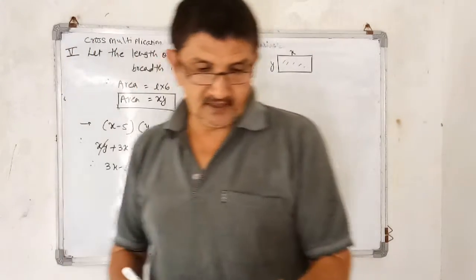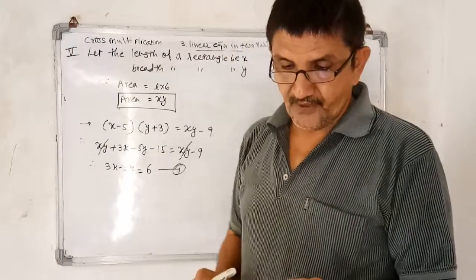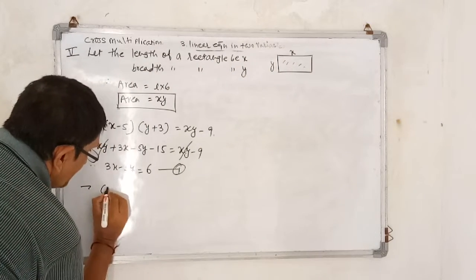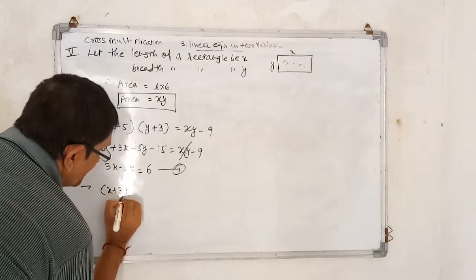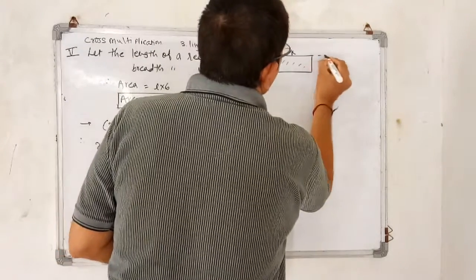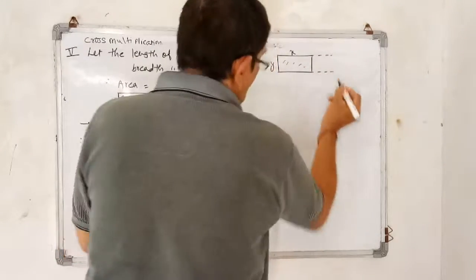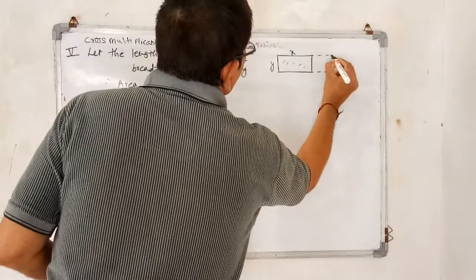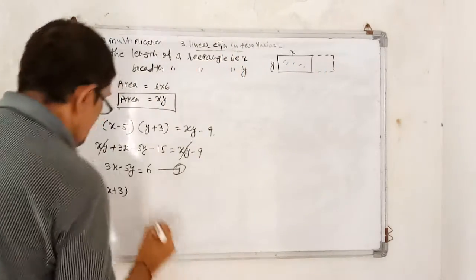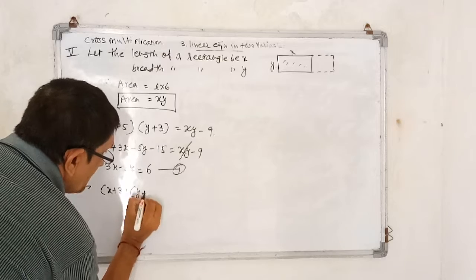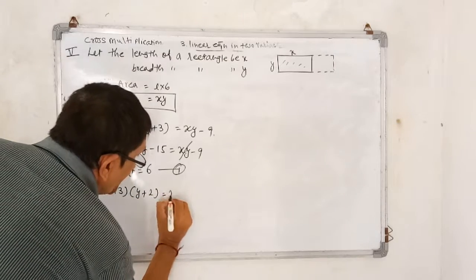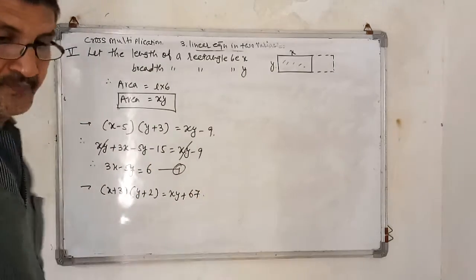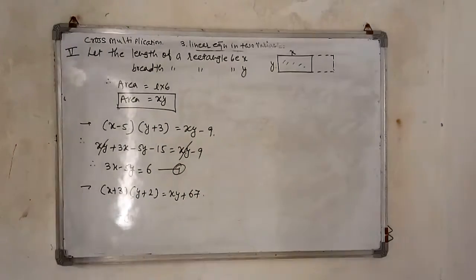Now second, it is given that if we increase the length by 3 units and the breadth by 2 units, the area will be increased by 67 units. Okay, so this is the second equation.